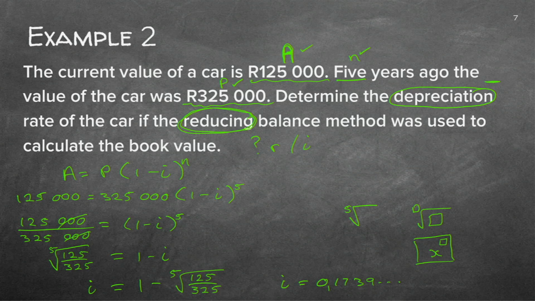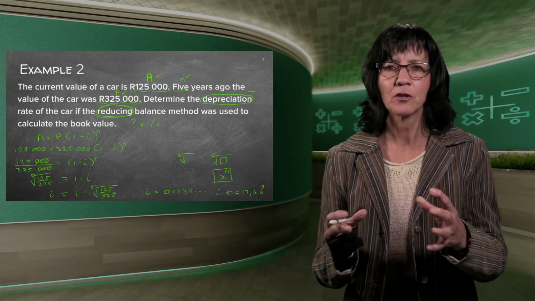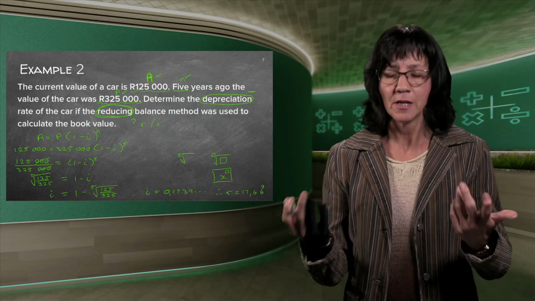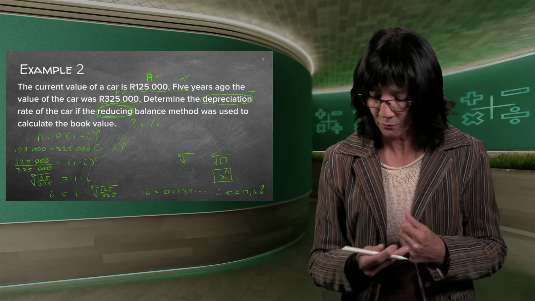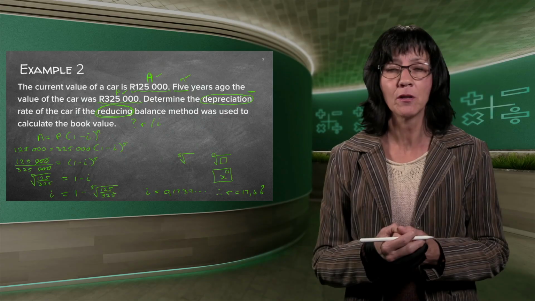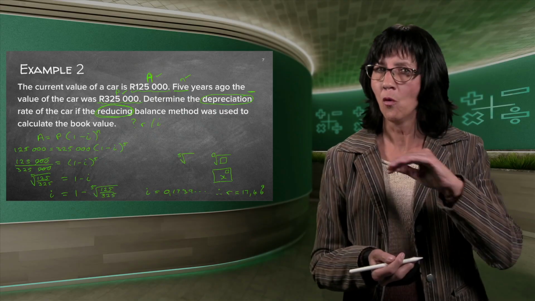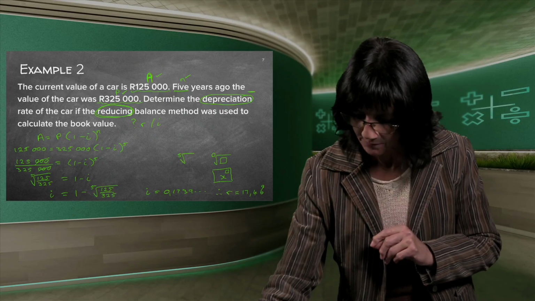But remember, I need to give the answer in a proper format. I need to say the interest rate was 17.4%. So now only I round off after I've written it in the proper ratio format. The I is not that good to relate to in normal real life terms, so rather I will do the R is 17.4, and then you only round off the final answer, which is the R. And for rates, we always round off to 1 decimal. For all rands and cents, we always round off to 2 decimals.